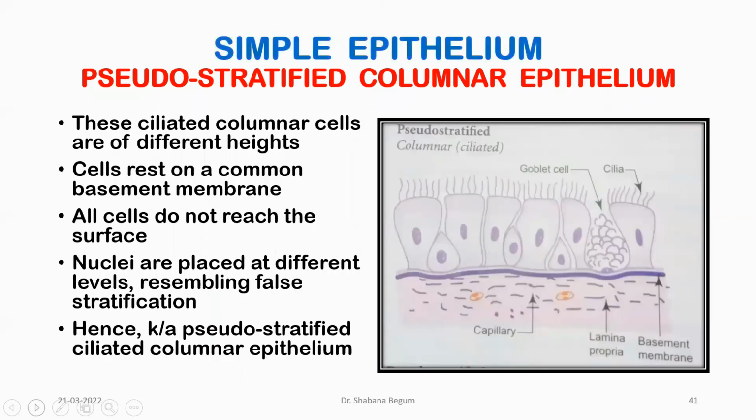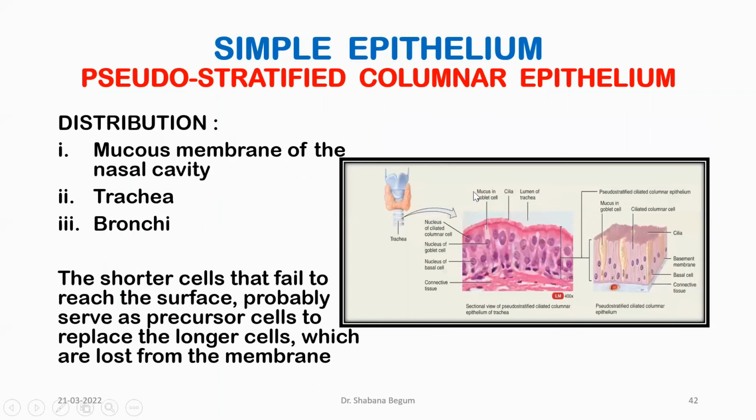Next is the pseudostratified columnar epithelium, which is a variant of the simple epithelium. Here we have already discussed the cells are of different heights, but all the cells rest on the common basement membrane. It may be so that the smaller cells act as precursor for the taller cells. And because of the different heights, difference in the location of the nuclei, it gives a sense of false stratification. So it is known as pseudostratified ciliated columnar epithelium, which is found in the mucosa of the nasal cavity, the trachea, and the bronchi.